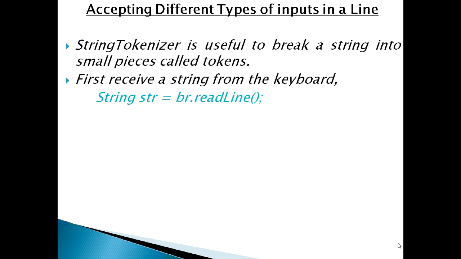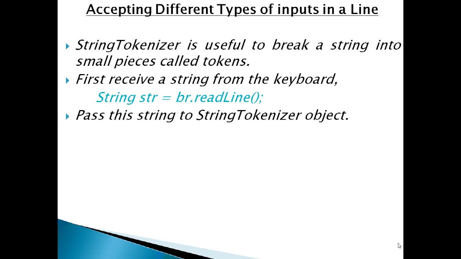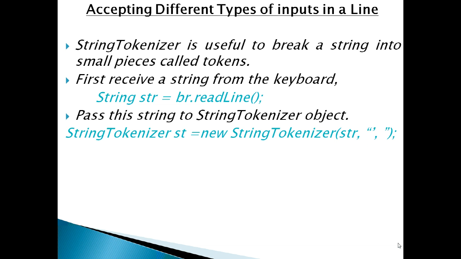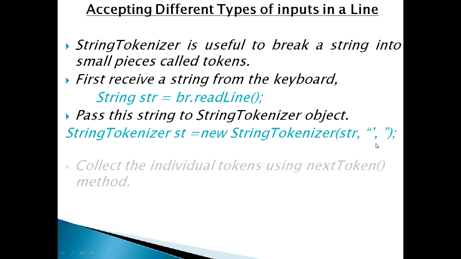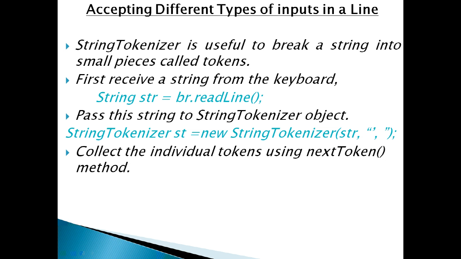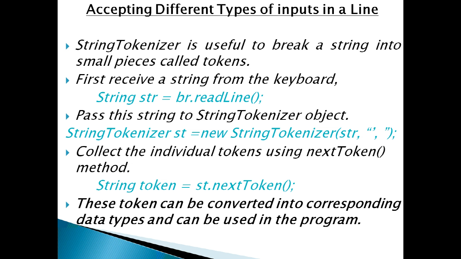String str = br.readLine(). Then pass this string to a StringTokenizer object so that it will be broken into pieces where a comma is found. StringTokenizer st = new StringTokenizer(str, ","). Then collect the individual tokens from st using nextToken method of StringTokenizer class: String s1 = st.nextToken(). Then these individual tokens represent the different types of inputs given. These tokens can be converted into corresponding data types and can be used in the program.